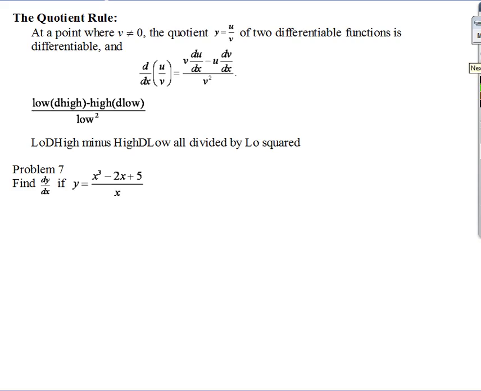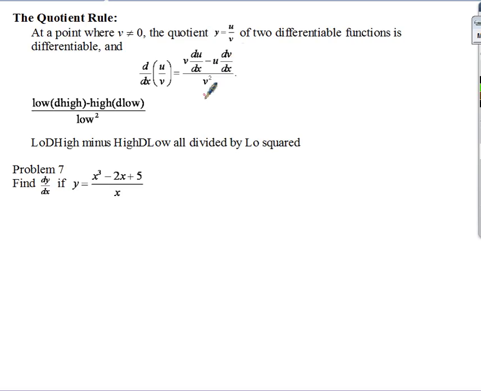Now we have the quotient rule. Again, sometimes we're going to have derivatives where we have division. And the quotient rule says, in English, in a way that you can remember it, low d high minus high d low all over low squared.